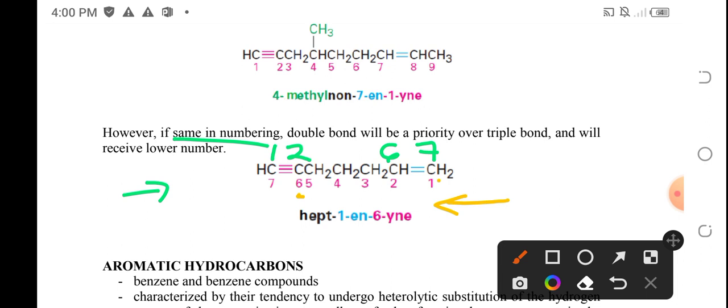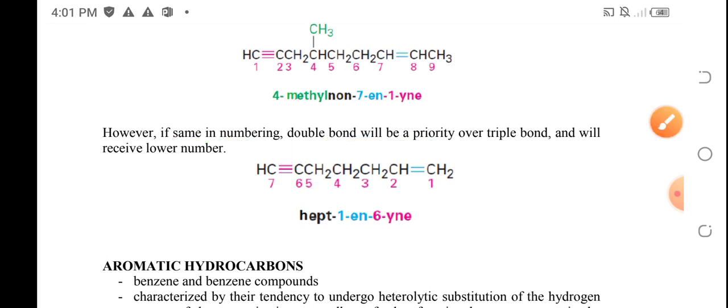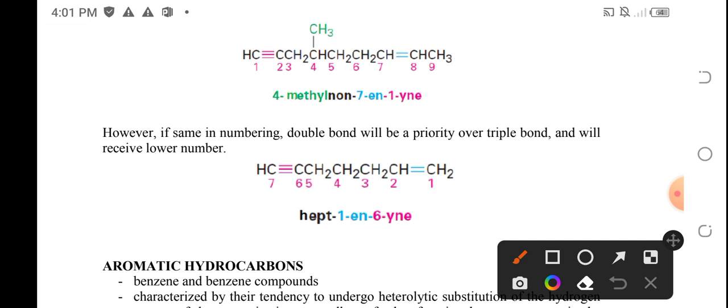Kasi kapag may substituent siya, of course, ang tiebreaker natin dito, yung substituent. Okay? The numbering system will be determined having the double bond as the priority over the triple bond. Okay? So, kunyari, so this one will be named as, so hindi na natin ipa-follow yung left to right, rather right to left na. Such that, this structure will be named as hept. Bakit hept? Bakit hept? Kasi nga 7 yung carbon atoms.